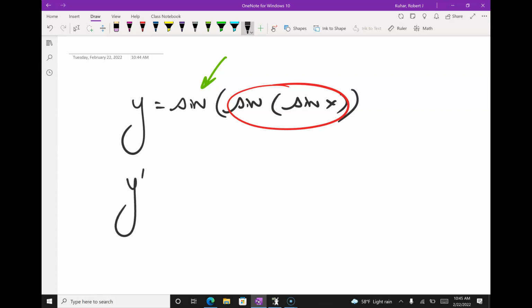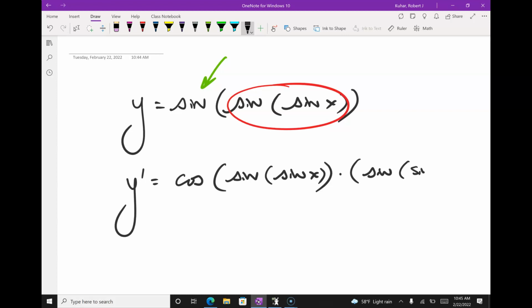So what do I get for y prime? Think about it. What's the derivative of sine? Cosine, but I'm going to keep the red cat in the box, sine of x, times the derivative of the inside, right? So that's sine of x all prime. I'm putting a placeholder there.